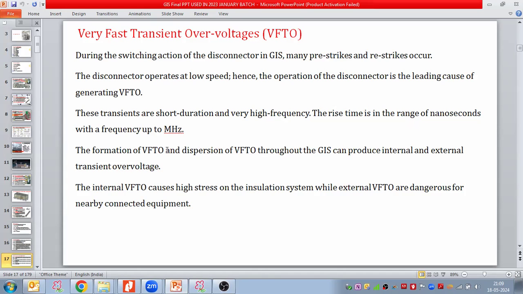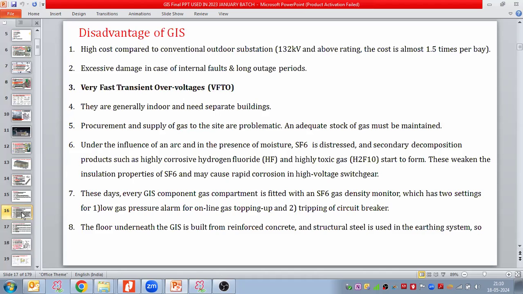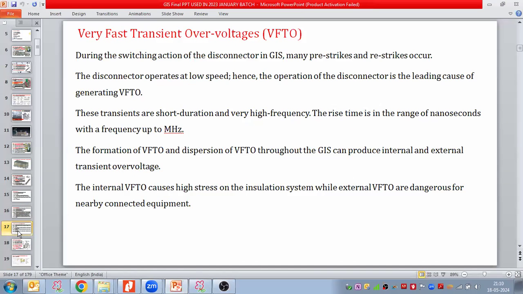The formation of VFTO and its dispersion throughout the GIS can produce internal and external transient overvoltage. The internal VFTO causes high stress on the insulation system, while external VFTO are dangerous for nearby connected equipment. So this is a major disadvantage of VFTO. I hope I'm clear with the disadvantages and why VFTO is generated.